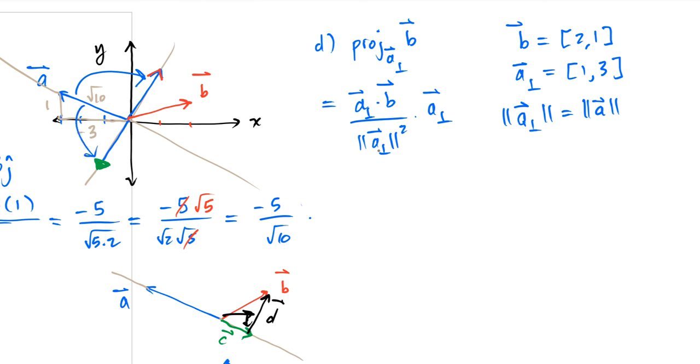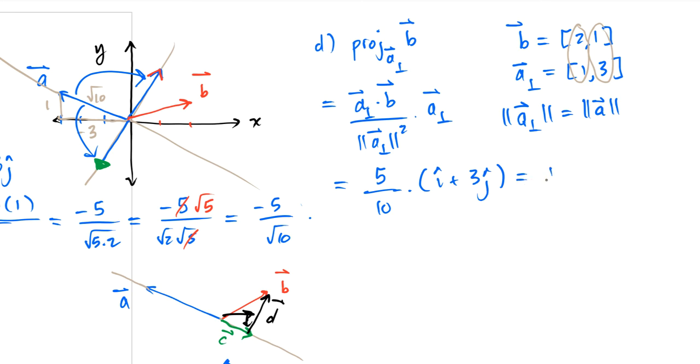So this magnitude of vector A perpendicular is root 10, and when we square it, we get 10 in the denominator. The dot product of A perpendicular and B we get by working out 2 times 1 plus 1 times 3, and that gives us a value of 5. And then we multiply by the A perpendicular vector, which I'm now going to write with i hat and j hat notation.